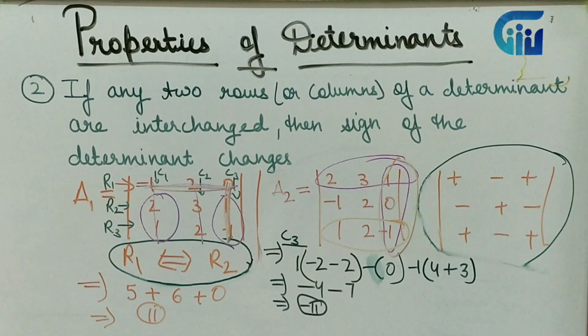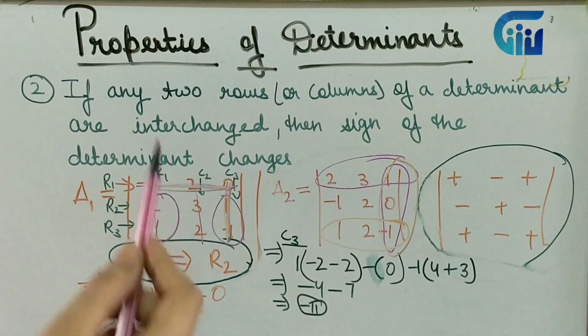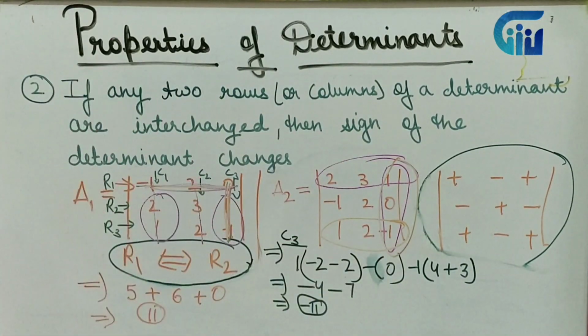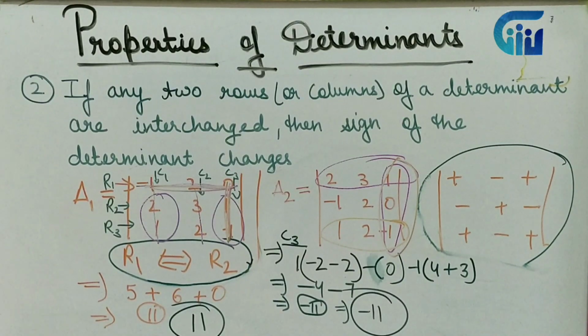Yes. So this is what the property says. It says if we interchange any row or any column, the sign of the determinant changes. So this is what we are observing here. For this, the determinant is 11. For here, the value of the determinant is minus 11. So hence the second property is also verified.